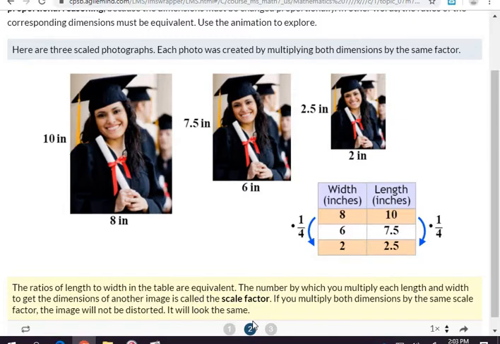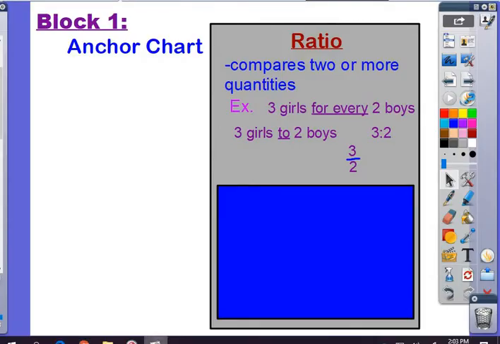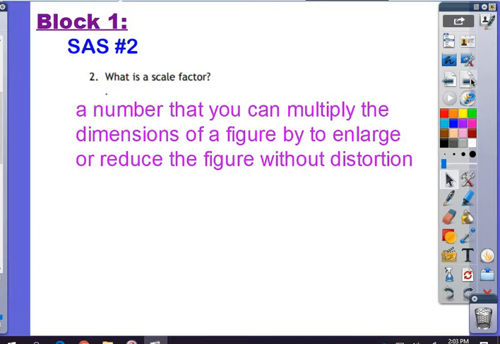So we need to go to our number 2 and define what a scale factor is. Well, a scale factor is a number you can multiply the dimensions of a figure by to enlarge or reduce the figure without distortion.